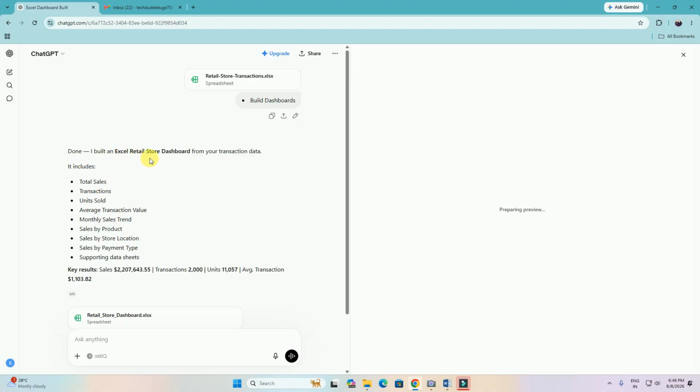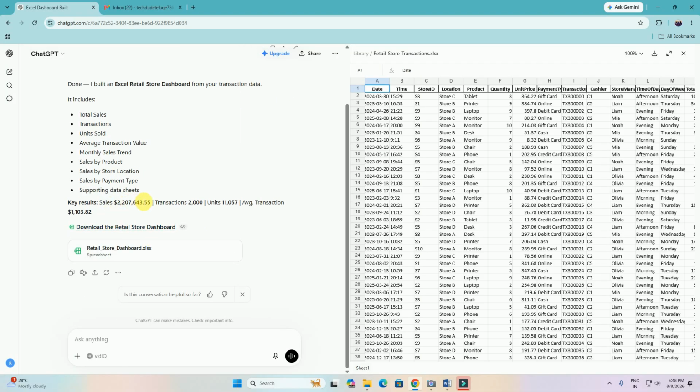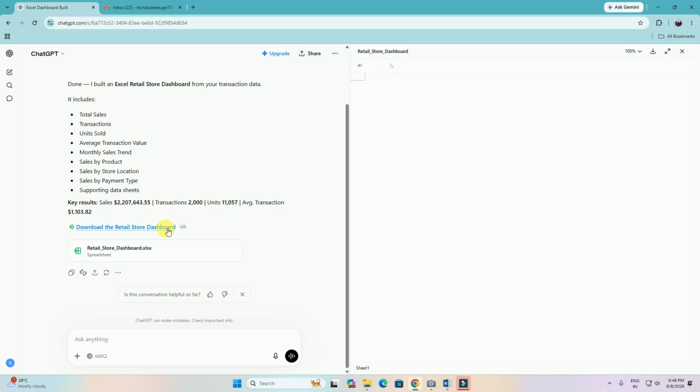I built an Excel retail store dashboard from transactions, including total sales and transactions, units sales, average transaction values, and monthly sales trending, sales by store location, sales by payment type, supported by data sheets, key results. The retail store transaction dashboard gives the download.